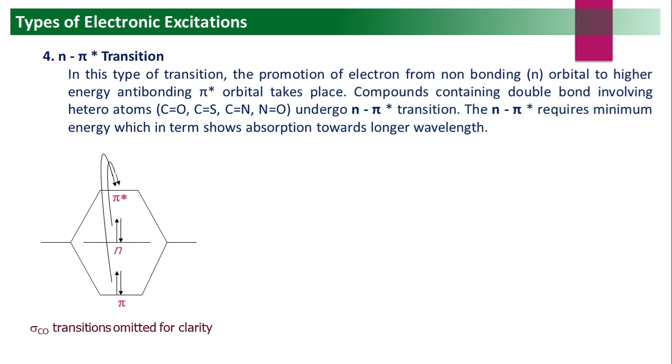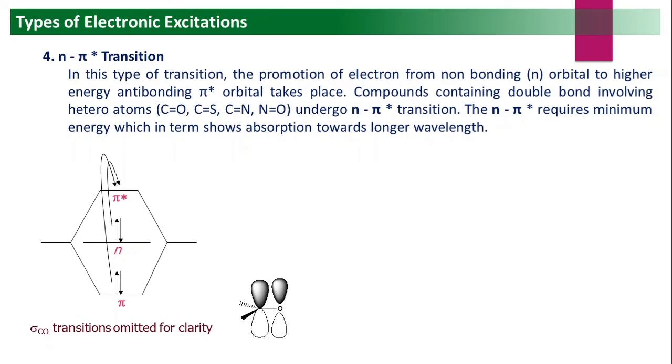For example, see here. The compound contains a C=O double bond. So there is a pi bond, so pi bonding electrons are there. There is a heteroatom, and the heteroatom contains a lone pair, so a non-bonding electron pair is also there. So two transitions are possible: one is the pi to pi star transition, and one is the n to pi star transition. So if the compound contains a multiple bond with a heteroatom, two transitions are possible, that is the pi to pi star transition as well as the n to pi star transition.